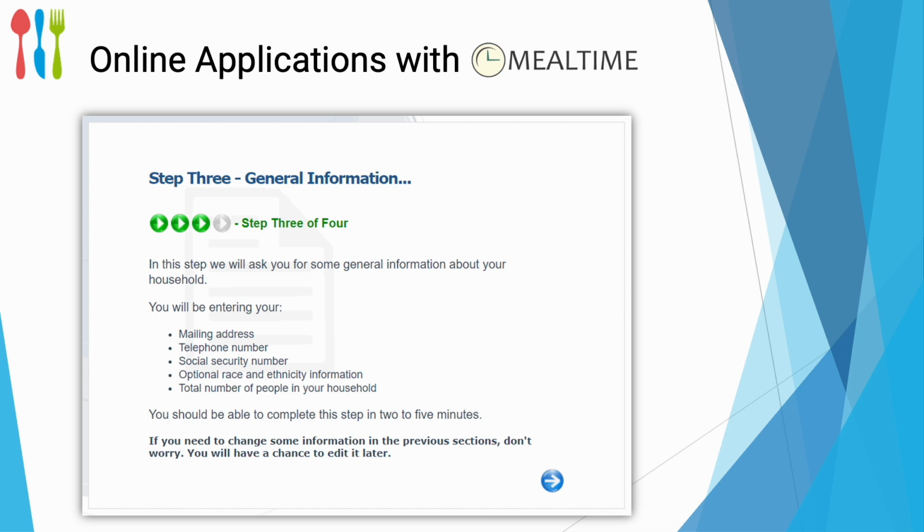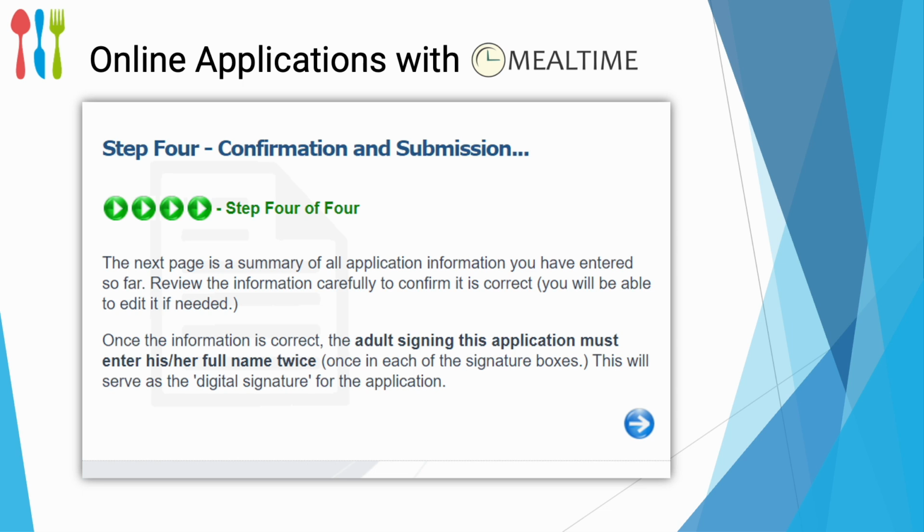It will ask for some general information like contact info, like their address, phone number. This is also where they have to fill out the social security number part. They can optionally list their race and ethnicity information. This is also where they're going to enter the total number of people in the household to make sure that it matches the number of names they've listed. And then the last step is confirming and submitting. So they'll be able to see a summary of everything they put in the application and then confirm it.